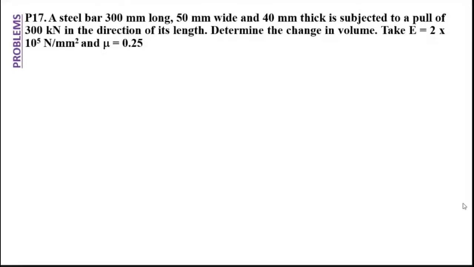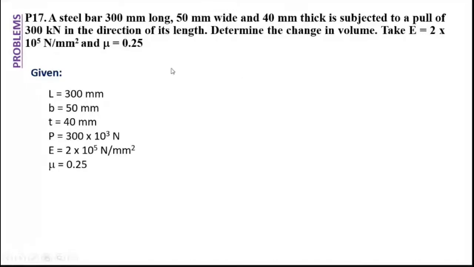Okay, so this is another problem related to the change in volume. Okay, so we are going to use the formula to find out what is the change in volume, right, for a particular problem. So you have a steel bar which is 300 mm long, 50 mm wide and 40 mm thick. You have a pull of 300 kilonewton along the direction of the length, right? So they are asking to identify what is the change in volume. Your Young's modulus is given and Poisson's ratio is given. Okay, now we'll proceed.